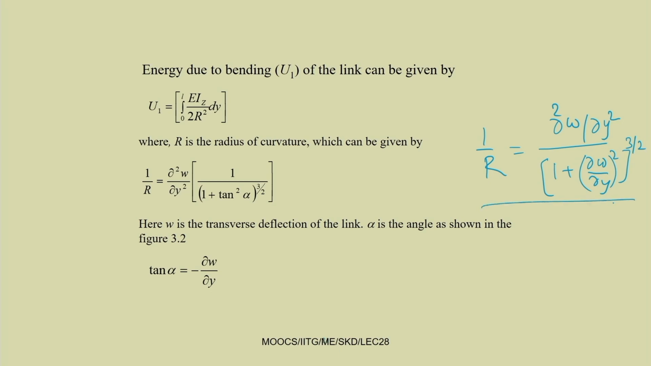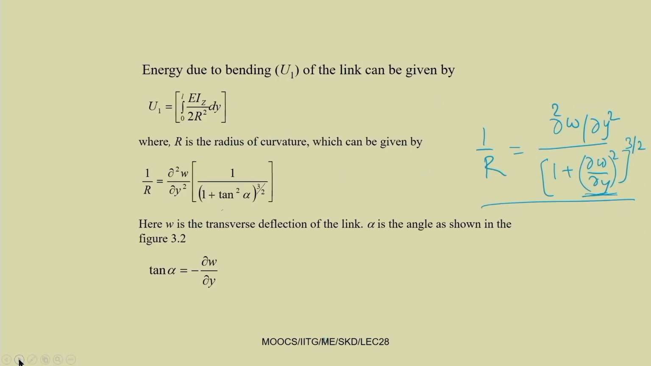So, 1 by r equal to del square w by del y square divided by 1 plus (del w by del y) whole square to the power 3 by 2. Here we can substitute, actually. Many times in linear vibration this del w by del y can be neglected with respect to 1 as it is very small. In that case the denominator becomes 1 and 1 by r equal to del square w by del y square. Here w is the transverse deflection of the link, alpha is the angle as shown in the previous figure.